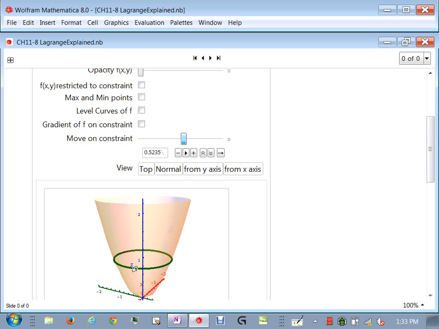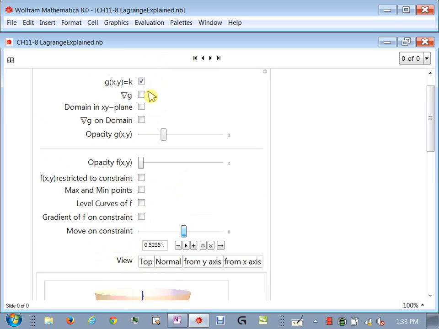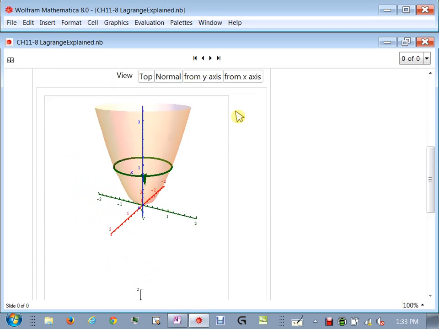Got it? Now, what I'd like to do is talk about, or look at, the gradient. The gradient of g is a vector that is perpendicular to the curve, isn't it?